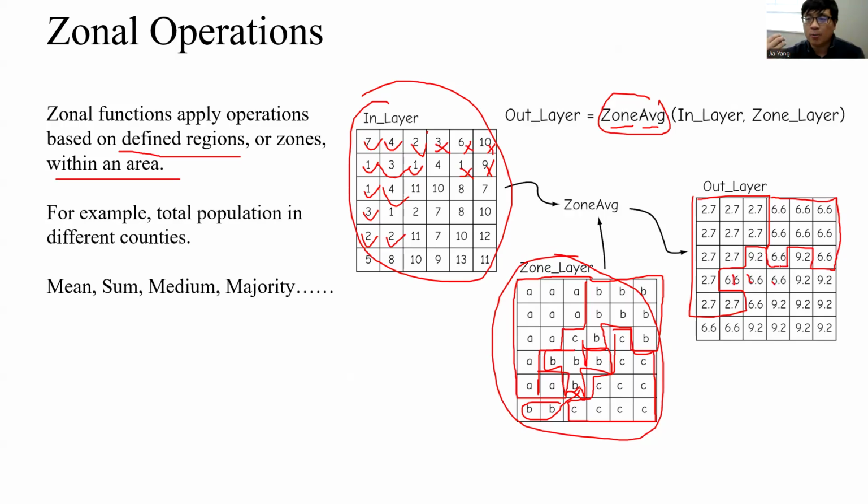But if we only have one zone, like every pixel is labeled as A, everywhere every pixel is in zone A, then all the pixels in the output layer will have the same value. So that's a global operation.